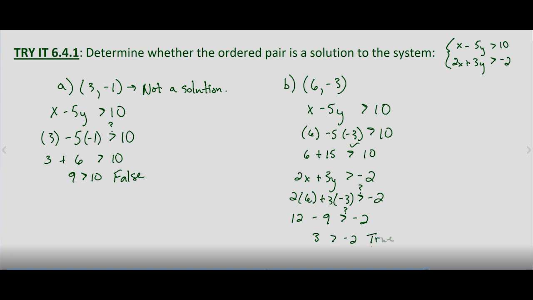It's true. So the ordered pair that we were given, that's true when we substitute into both inequalities. So since it satisfies both inequalities, we know (6, negative 3) is a solution to the given system of inequalities. So again, if either of the inequalities ends up being a false statement given the ordered pair when we substitute, then we know the ordered pair is not a solution. If it makes both inequalities true, then we know it is a solution.